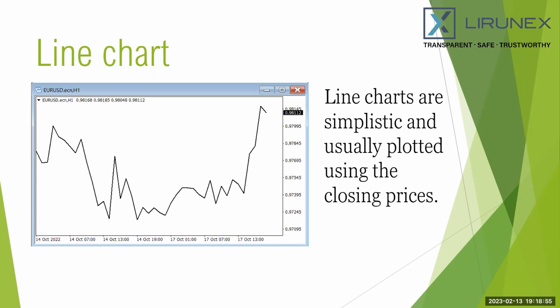And then from there, each closing price for each 1 hour period is just connected so that it would form this line chart here. Where is it used?